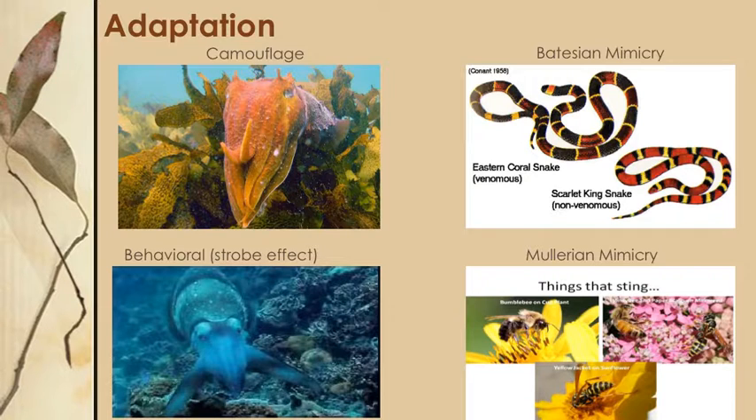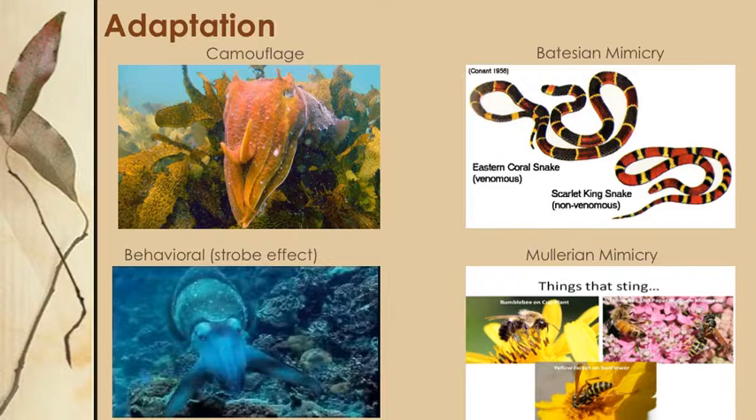Here are some examples of adaptation. Cuttlefish use camouflage to seamlessly blend into their environment. Cuttlefish are able to control around 10 million color cells in their skin with one neuron and can change their texture, color, and even create strobe effects in order to hypnotize their prey. Other forms of adaptation are mimicry.